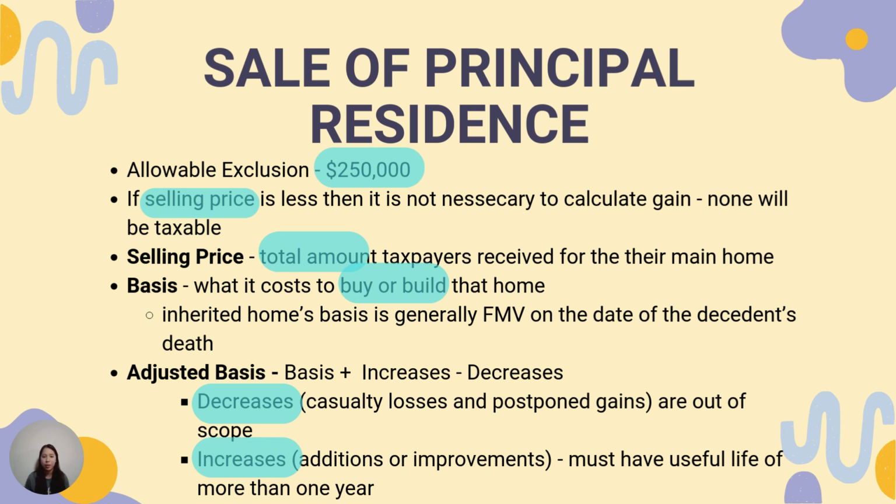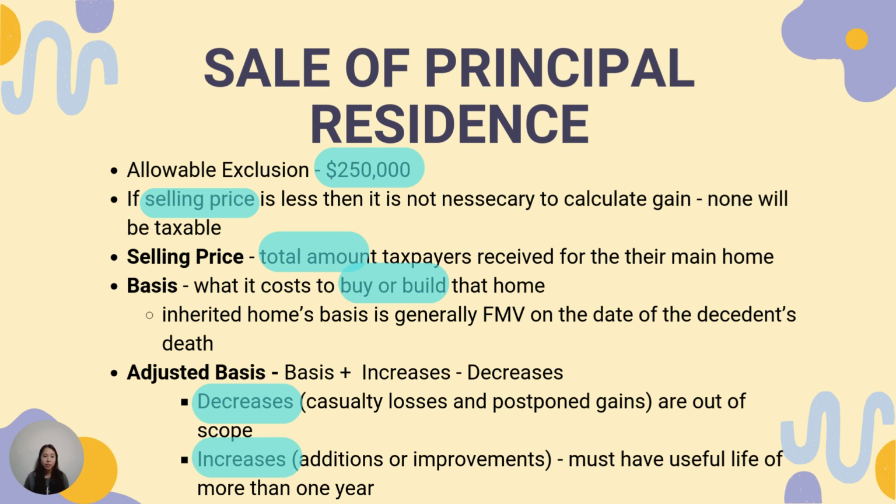It's the total amount the taxpayers receive for their main home. So this is what you sell the home at. You also need to know the basis, which we went over before. The basis for a principal residence is what it costs to buy or build that home. An inherited home's basis is generally fair market value on the date of the decedent's death. We went over that just in the last slide. If you're inheriting the home, it's generally the fair market value, but you just need to double check on that.